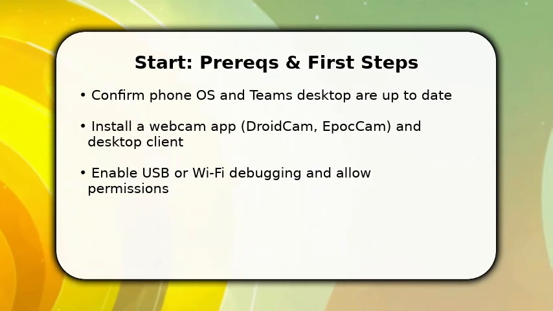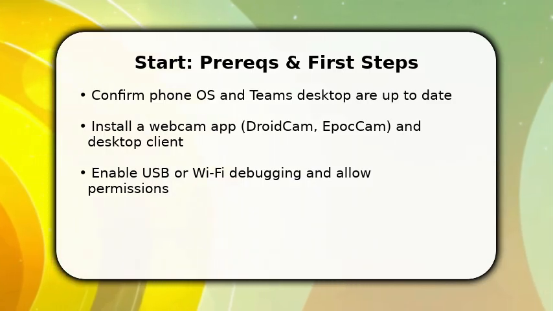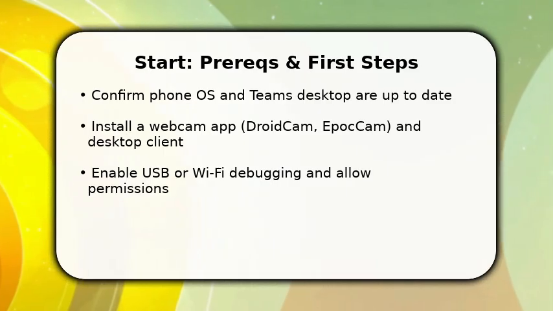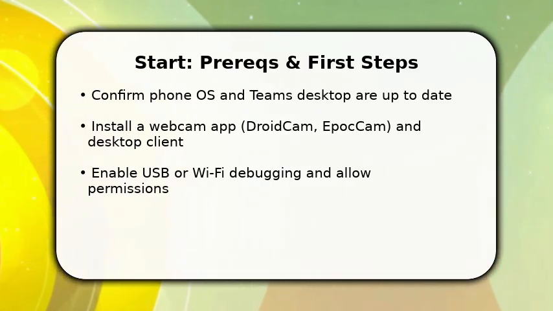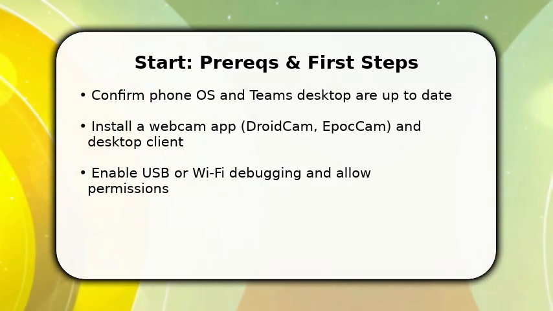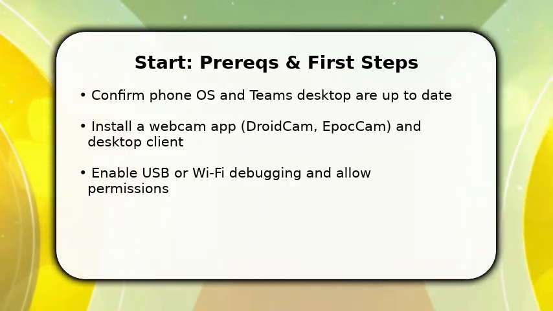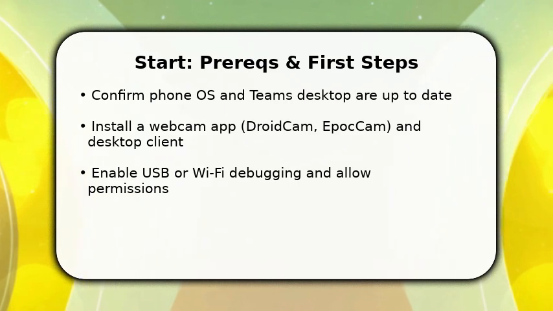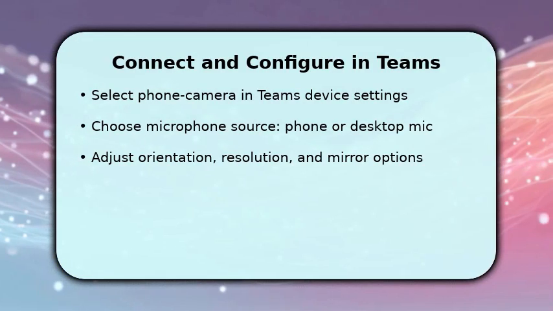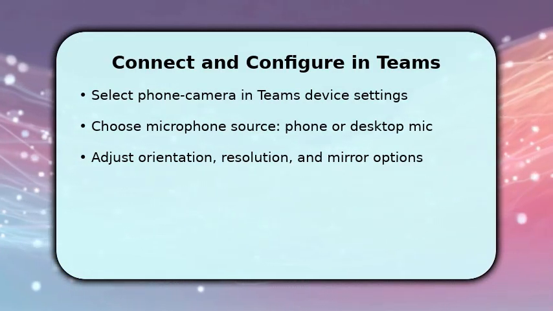USB gives lower latency. Make sure you grant camera, microphone, and storage permissions on the phone and enable any debugging prompts if using USB. After permissions, open the desktop client app to confirm it detects the phone as a camera device. Now open Microsoft Teams and join a meeting or start a test call.